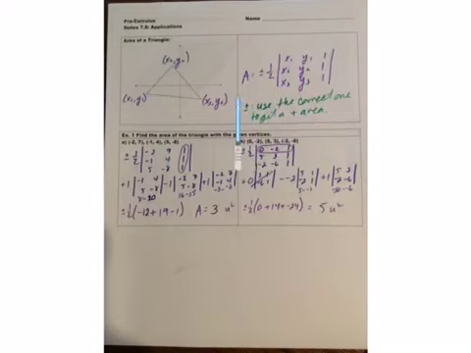Plus or minus, you don't always put plus or minus. It's a choice. You use the one to get the correct area, because remember, area has to be positive. You can't have a negative area. So it's a choice for that plus or minus.